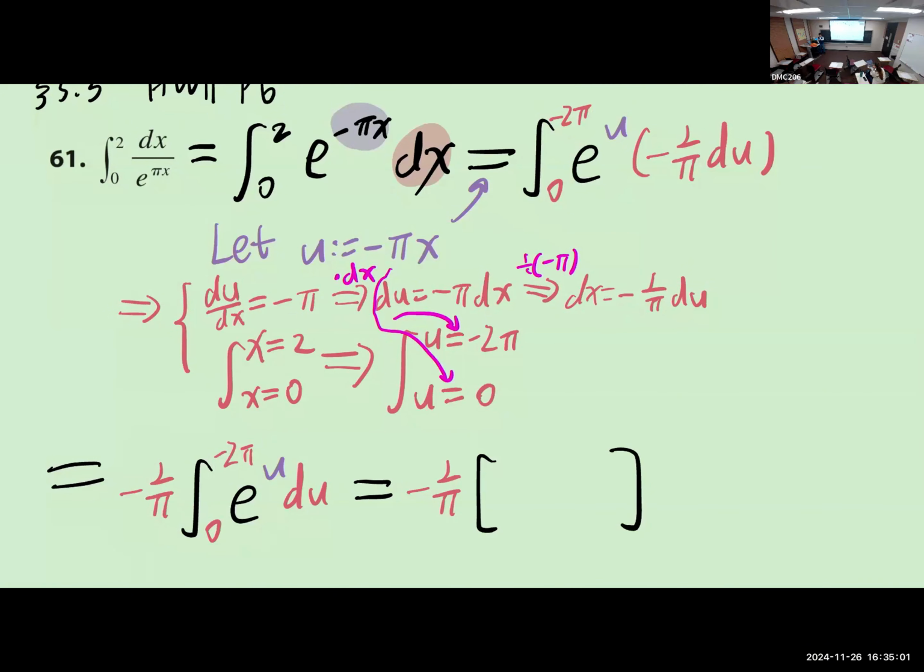The exponential function is very good, itself, right? E to the u, so e to the u evaluated from 0 to negative 2 pi. Therefore, we've got the answer now.